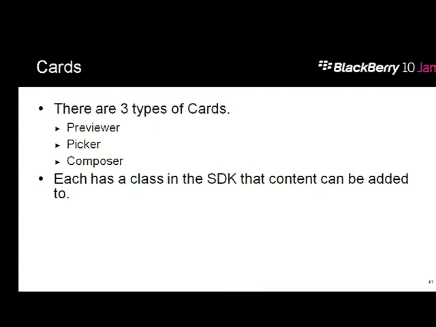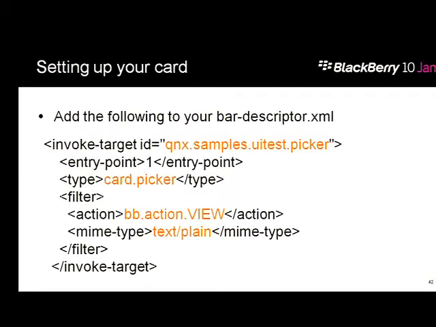So we have base classes for all these things that kind of provide you with the base structure for all these different types of cards, and you just basically fill in the middle part with all your content. So setting up your card, you add this kind of small snippet to your bar descriptor XML. So give your target an ID, so your card's an ID, so this is going to have to be unique. Then you can specify the type, so there's 3 different types: card.picker, card.previewer, card.composer, really straightforward.